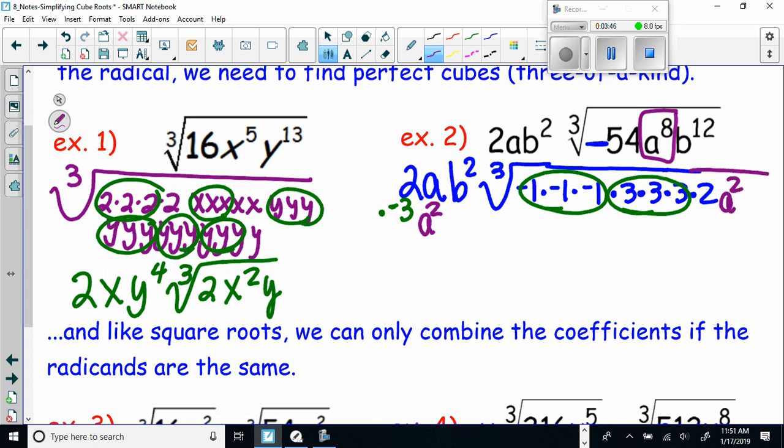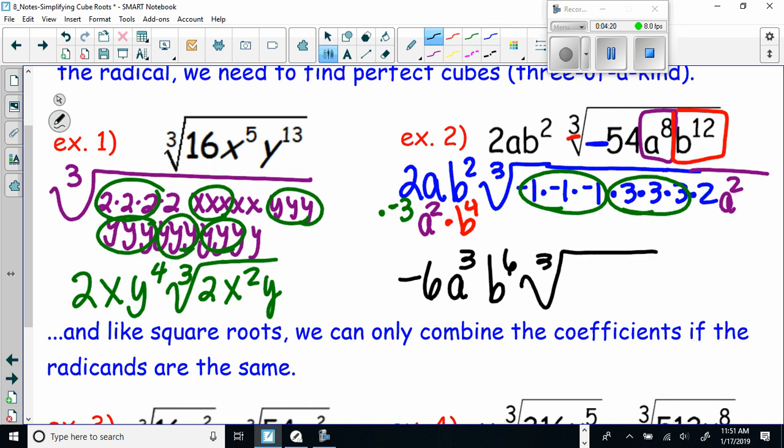And then let's look at the b. So I'm going to have 4 sets of b's that come out. So basically I'm going to say 12 divided by 3 is 4. So I'm going to multiply this by b to the 4th. Will there be any left over underneath the radical? No. All right, so outside the radical, I have 2 times negative 3, which is negative 6. I have a times a squared, which is a to the 3rd power. I have b squared times b to the 4th, which is b to the 6th power. And underneath the cube root, I have 2a squared.